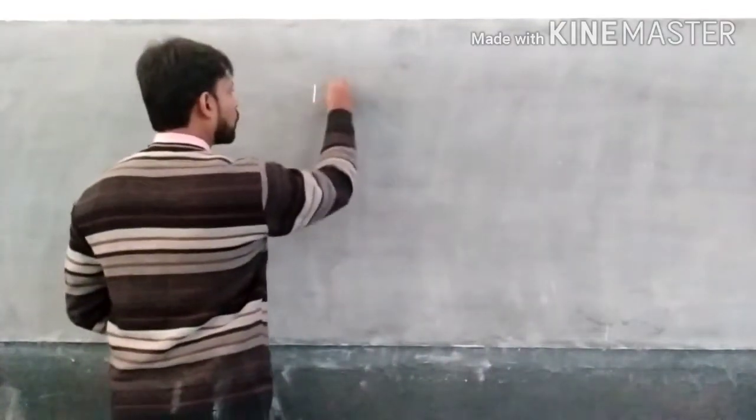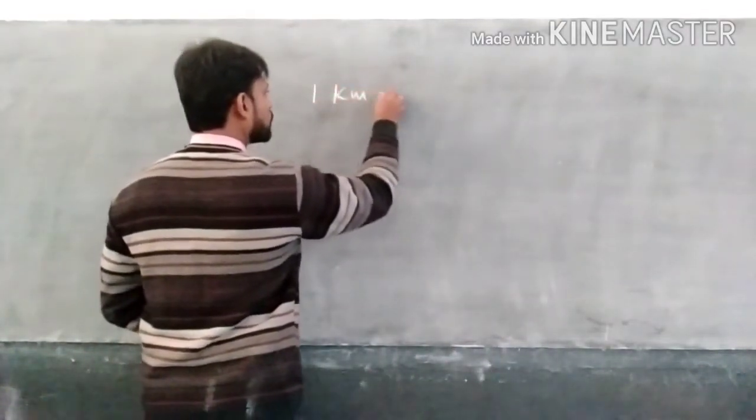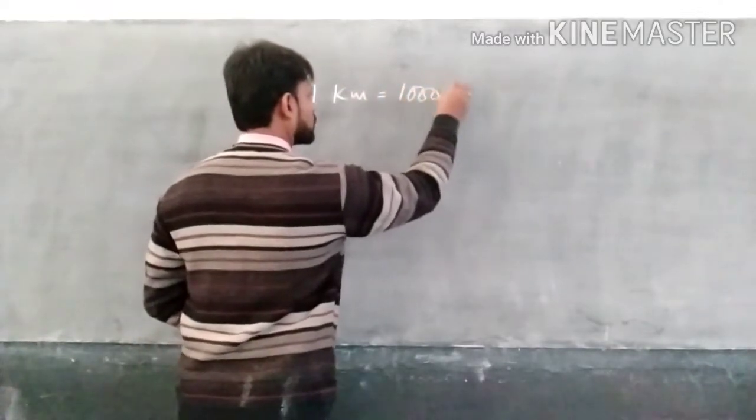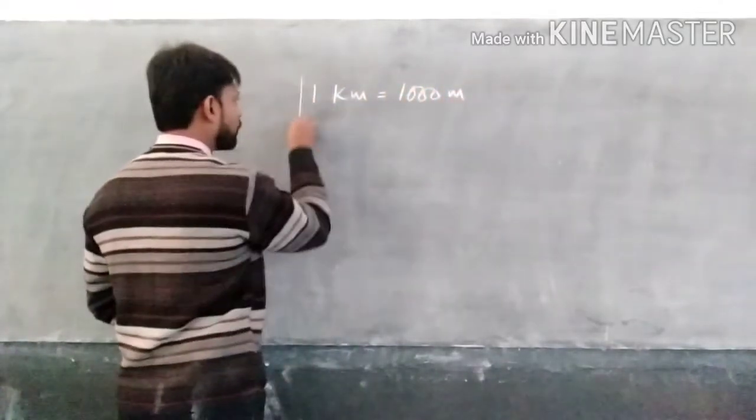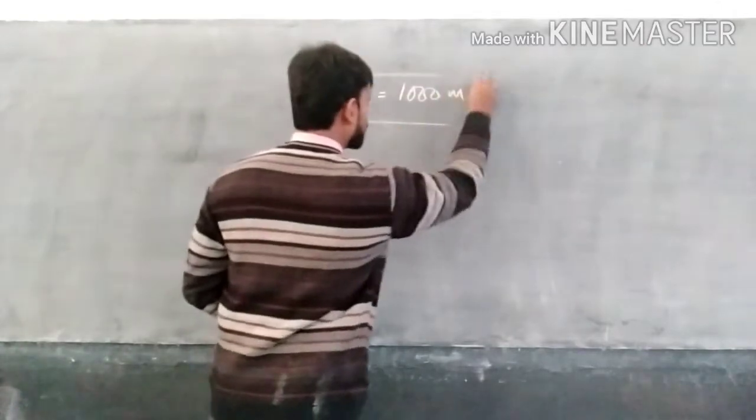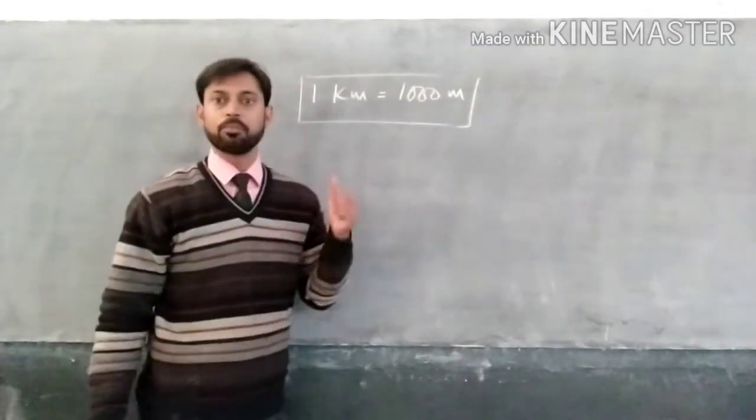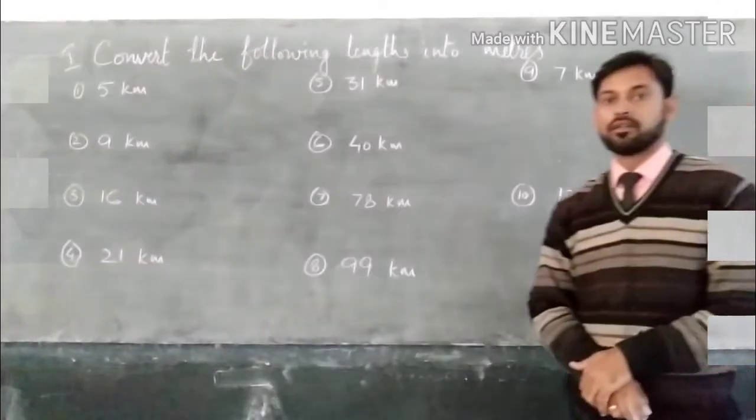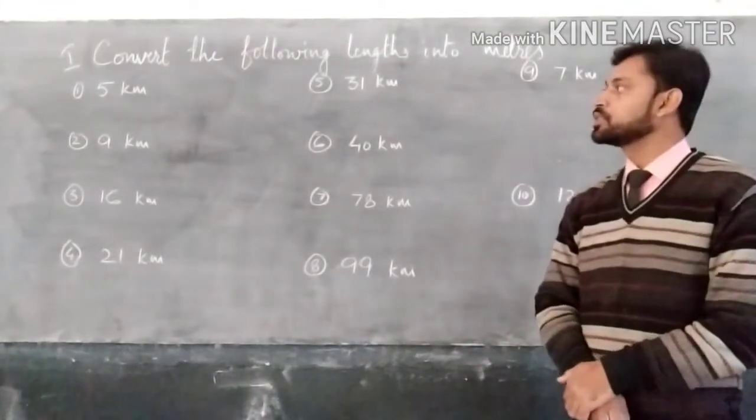Of meter into kilometers or kilometers into meters. So always remember, 1 kilometer is equal to 1000 meters. This is a very important relation that you have to keep in mind. Is that clear? Now let's do the questions.